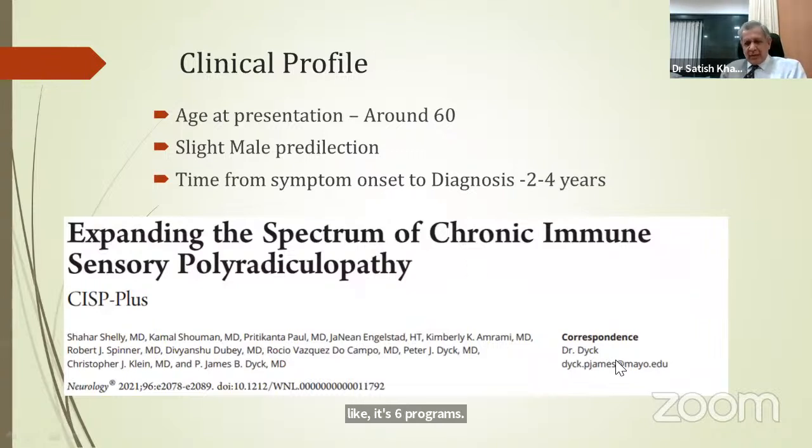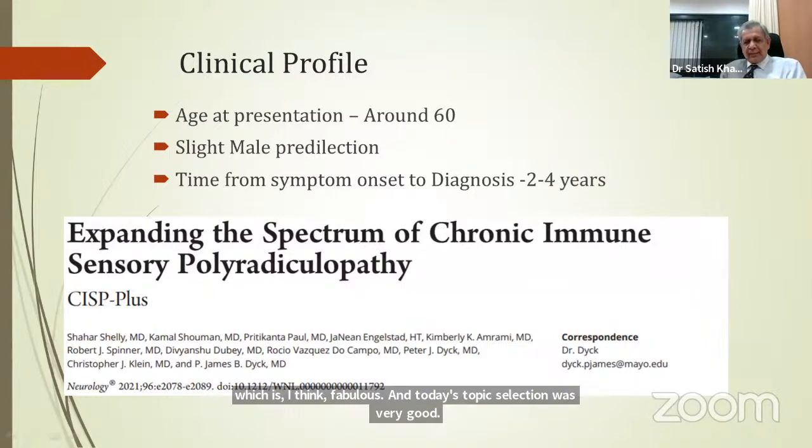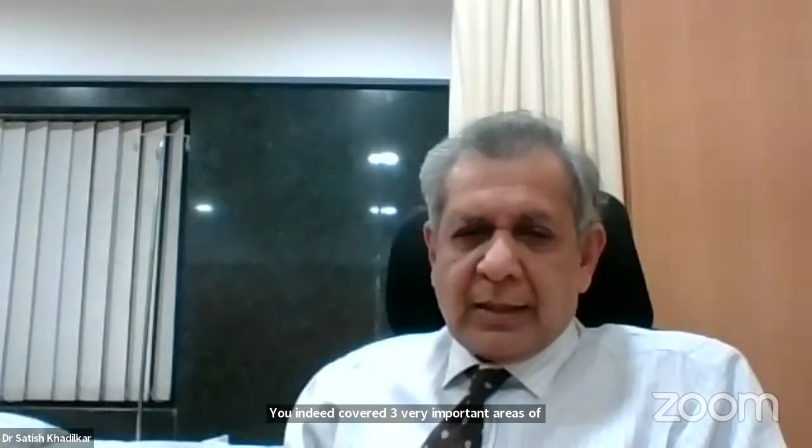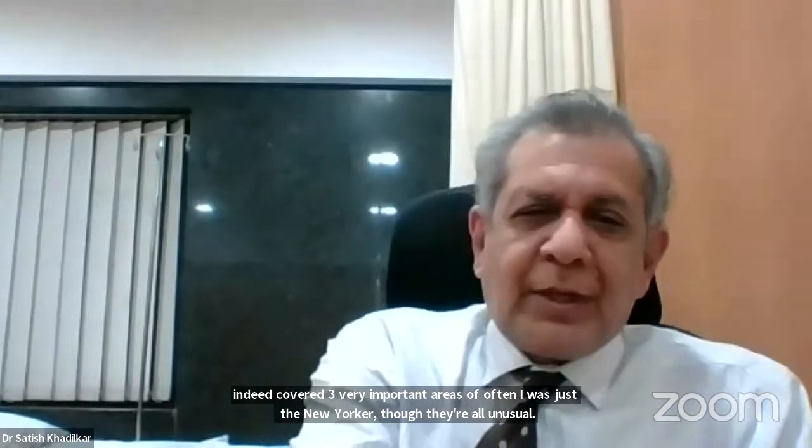And today's topic selection was very good. You indeed covered three very important areas of the nervous system, the neuropathies, though they are all unusual. I think as neurologists, we probably need to know them.